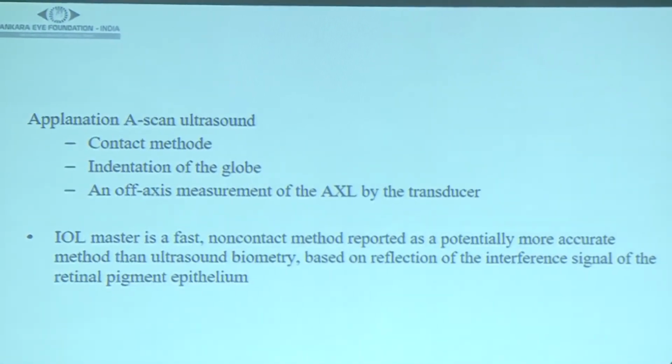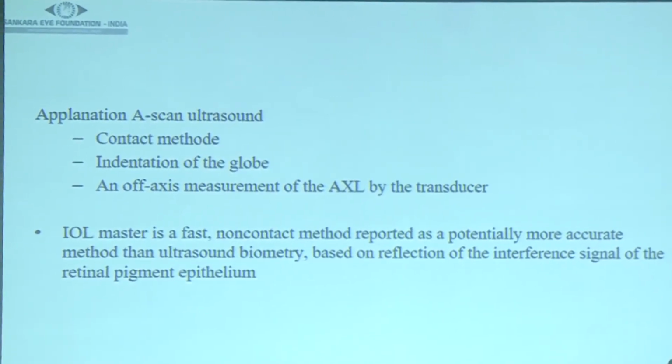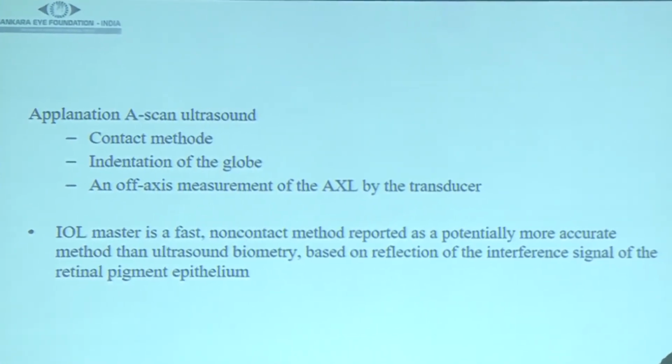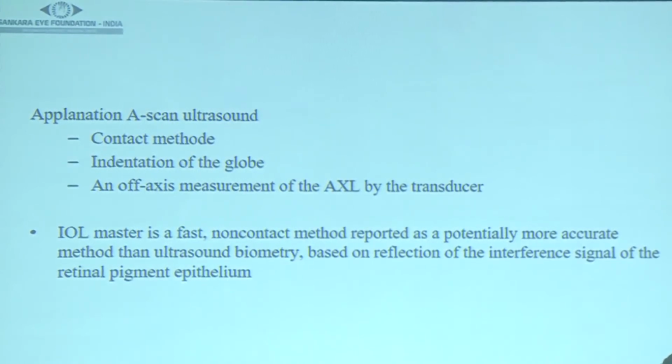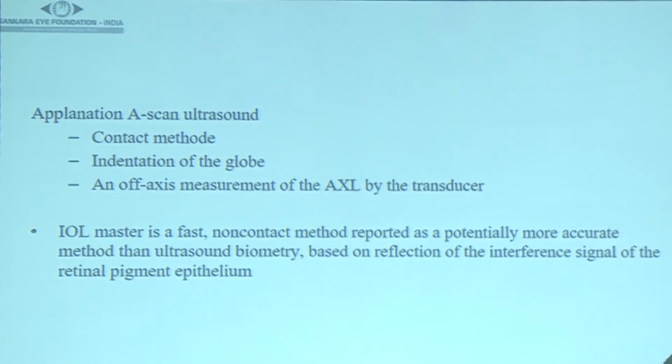A-scan ultrasound can also calculate axial length, but it is a contact method and it can lead to indentation of the globe, which leads to wrong axial length calculation and off-axis measurement of axial length by the transducer. IOL Master is a fast non-contact method and is reported as a potentially more accurate method than ultrasound biometry, based on the reflection of the interference signal of the RPE.